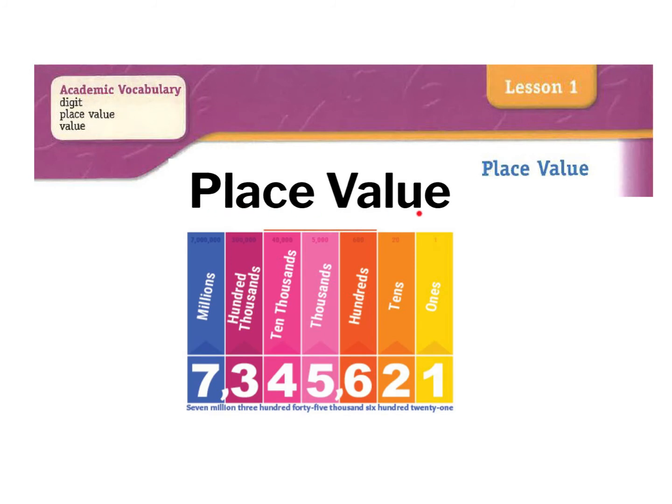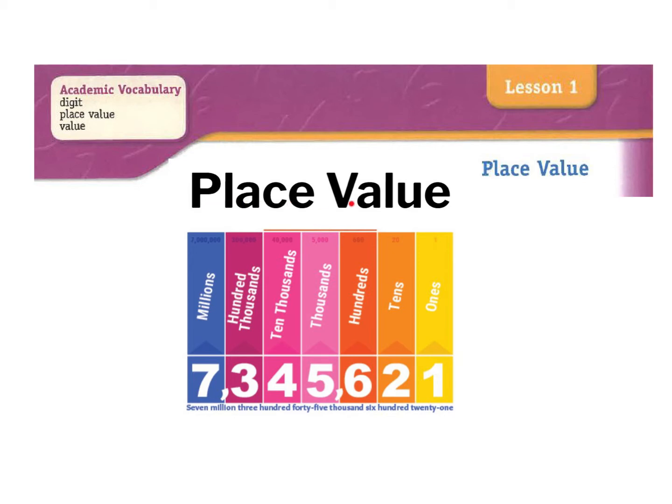The second word is place value. And remember that place value means that each digit has a place value. So the 1 is in the ones place. This 2 is in the tens place. 6 is in the hundreds. 5 is in the thousands, and so on.